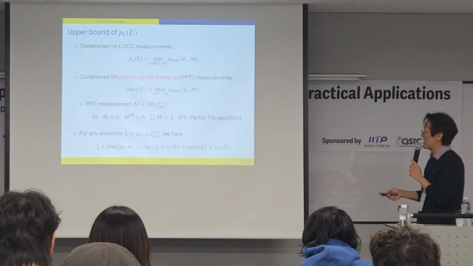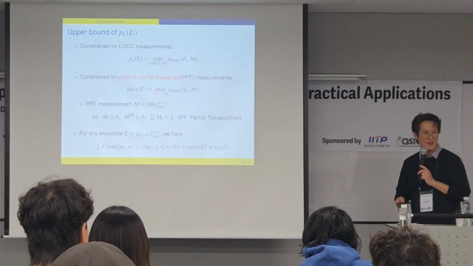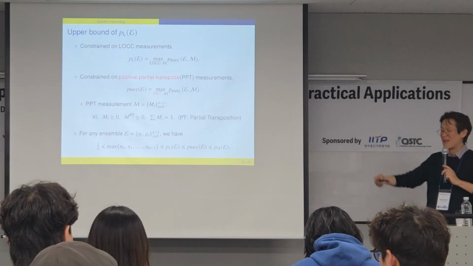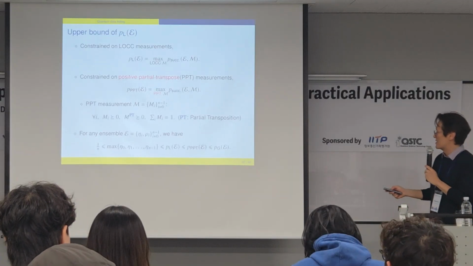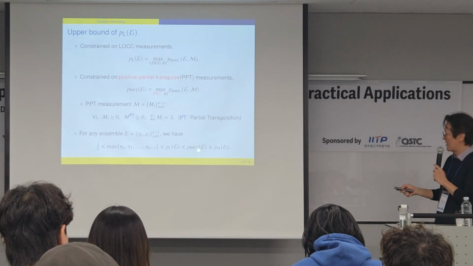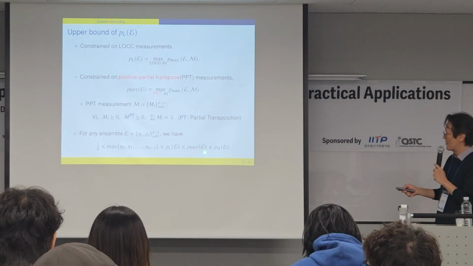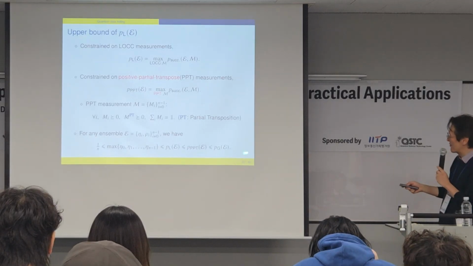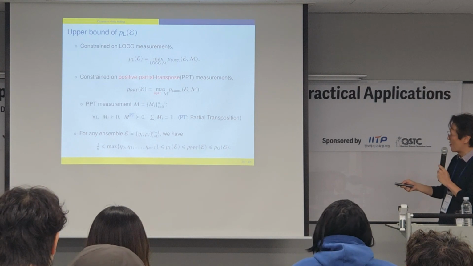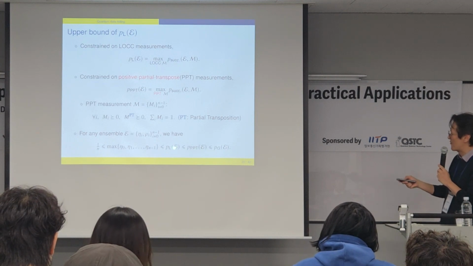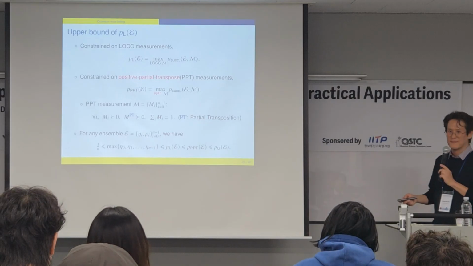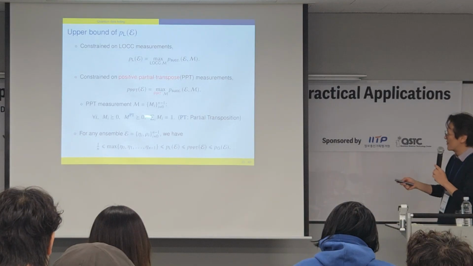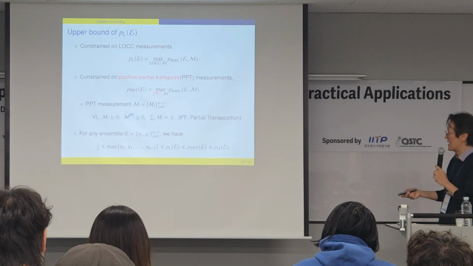The one thing known here is that every LOCC measurement is a PPT measurement. So the set of all PPT measurements is a larger set than the set of all LOCC measurements. So we have this trivial inequality, and also the set of all PPT measurements is included in the set of all general measurements. We also have this inequality. So this one plays an upper bound for this P_L.